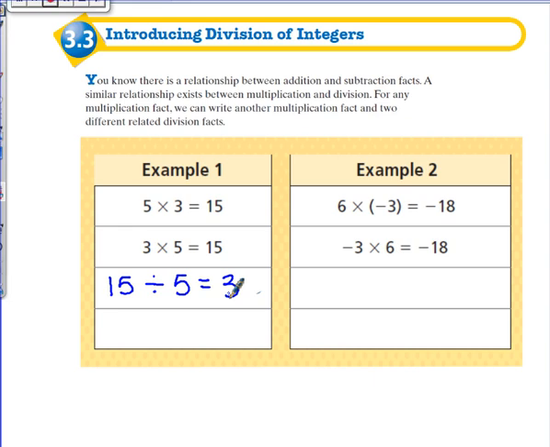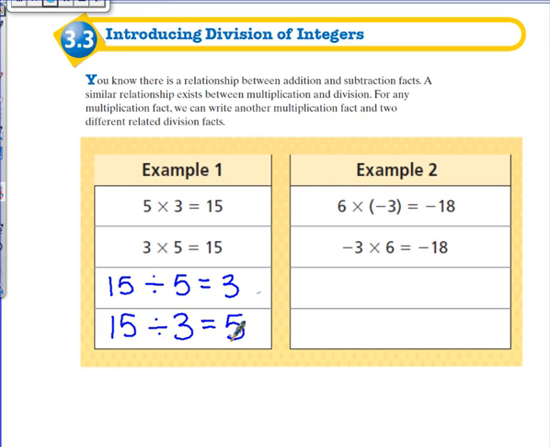Now, we're going to do the same thing for the fourth one. Again, we have to start with our product, the answer from the multiplication. We start here in division. So 15 divided by, this time I'm going to switch it around. I have 3, so my answer is going to be 5. Now, this one was pretty simple. All of the numbers were positive.